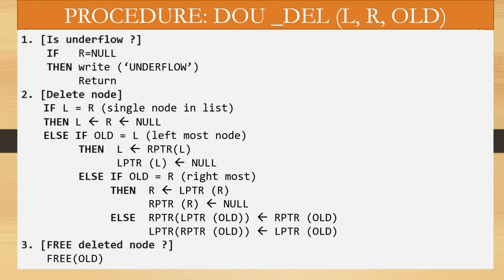Next step is free deleted node. So we have to free old because old is a variable which we have to delete. Old is a variable having an address, and this address we have to free by using the free function. So this way we can delete a node from doubly linked list.